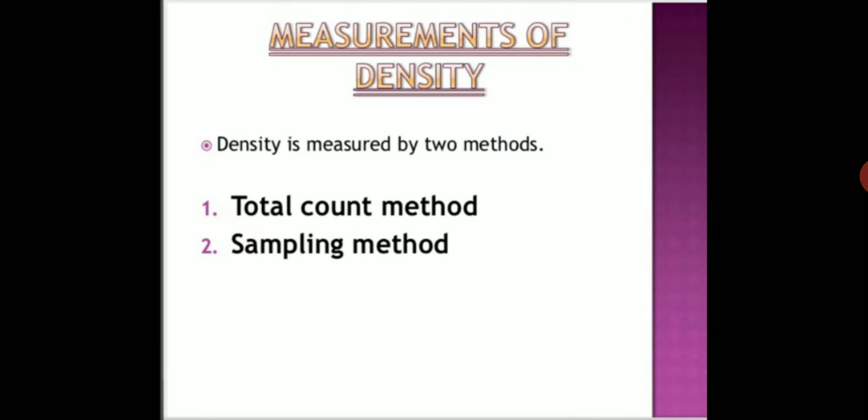Now let's see the methods for estimating population density. What method should be used to estimate population density depends on the resources available and on the type of species. There are mainly two methods: total count method and the sampling method.